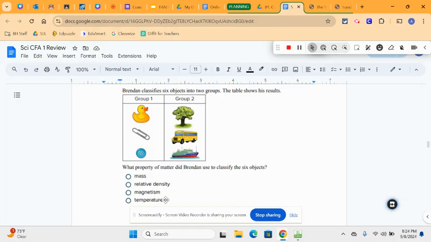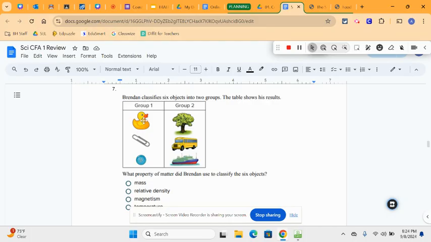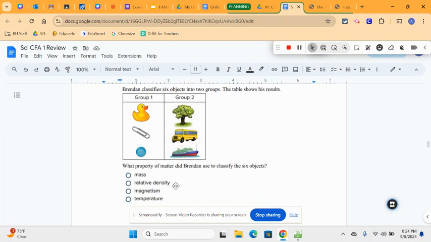And then the last one is temperature. So does it seem like he may have sorted them based on these being all the hot ones and these being all the cold ones, or vice versa? So you're telling me why you think Brendan classified them into group 1 and group 2. What do we think he is classifying them or sorting them by?